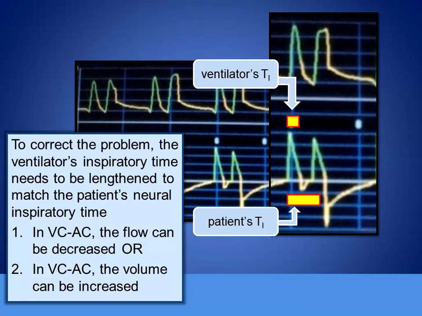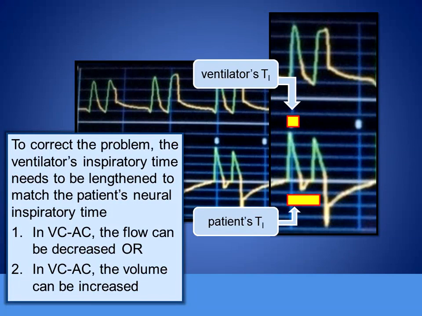To lengthen the ventilator's inspiratory time, if you have a set flow with VCAC, there's 2 options essentially, because you control time with flow and volume. And so if you decrease the flow, you'll lengthen the ventilator's inspiratory time. Or you can increase the volume, and that will lengthen the ventilator's inspiratory time. And your goal is to lengthen the ventilator's inspiratory time to more approximate the patient's neural inspiratory time.